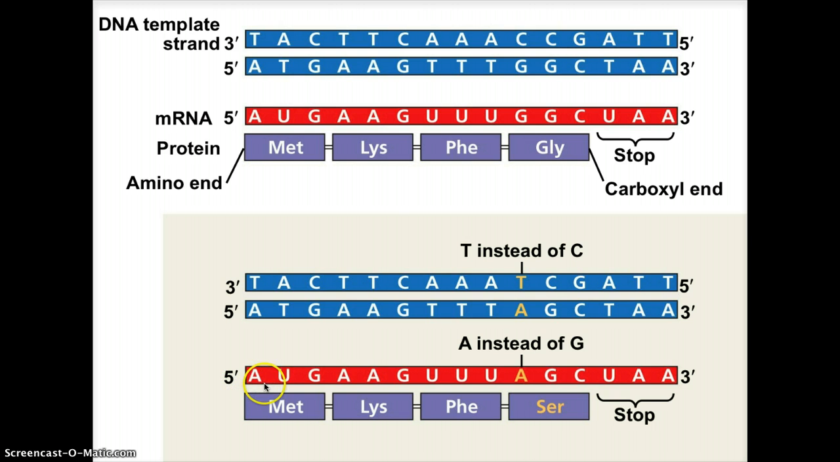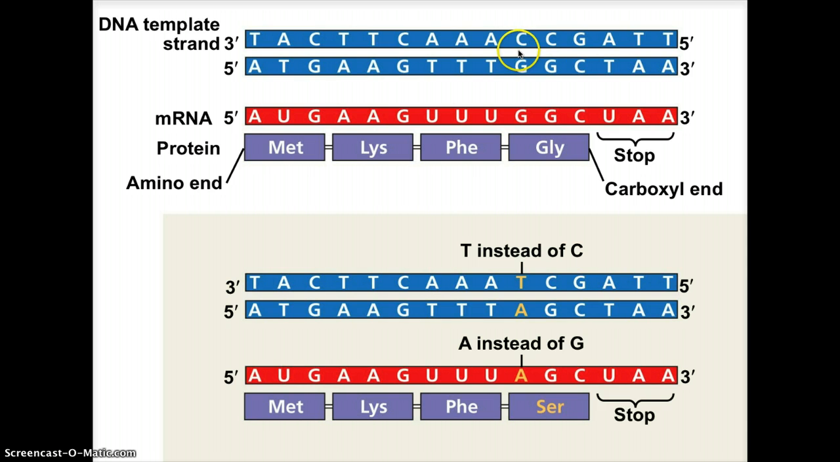So if we look at our genetic code, AUG gives us methionine, AAG gives us lysine, UUU gives us phenylalanine, and AGC gives us serine. So this is a different amino acid than we see up here. So here's our unmutated strand.